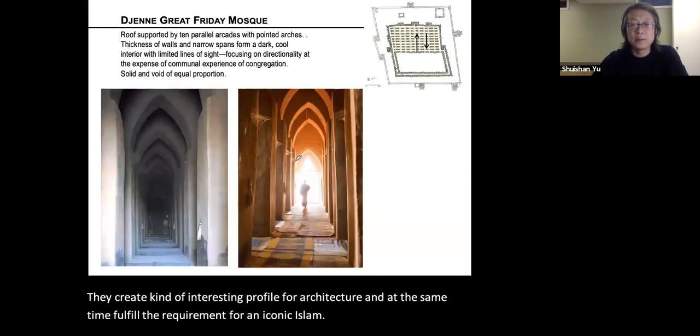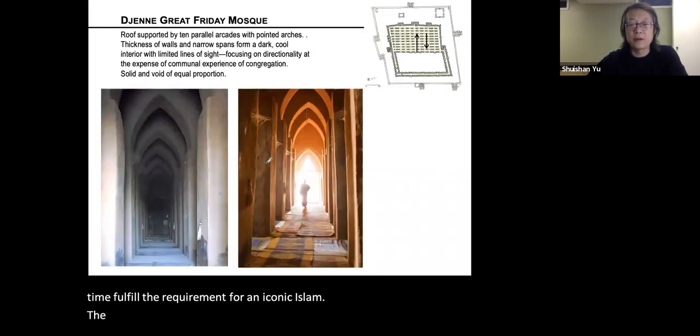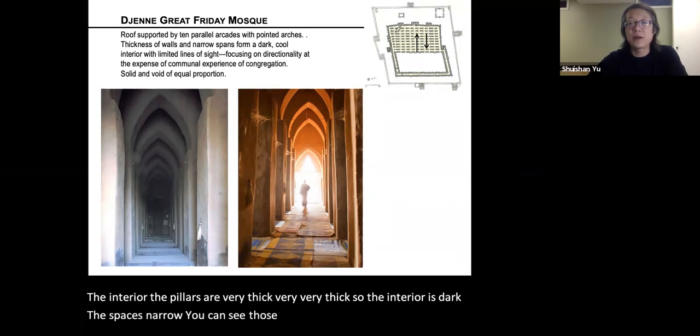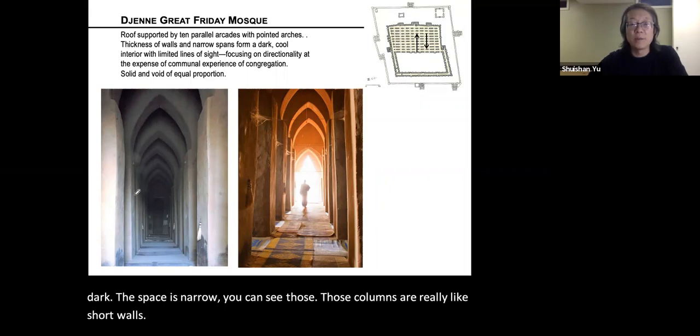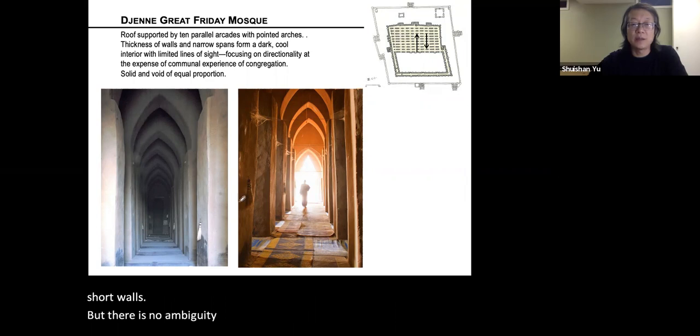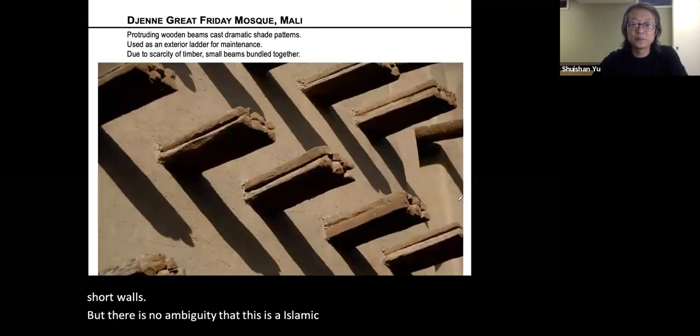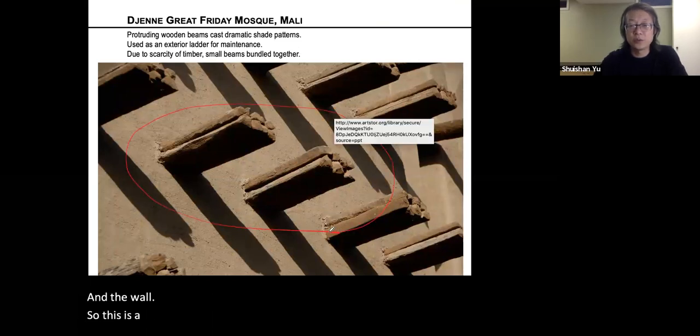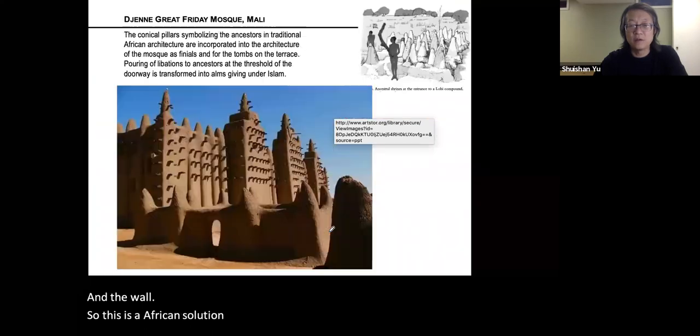The interior, the pillars are very thick, very thick. So the interior is dark. The space is narrow. You can see those columns are really like short walls. But there's no ambiguity that this is Islamic architecture. And the wall. So this is an African solution to the faith of Islam.